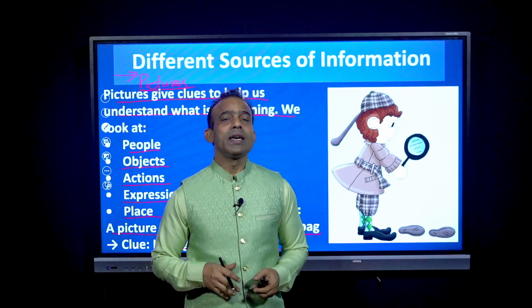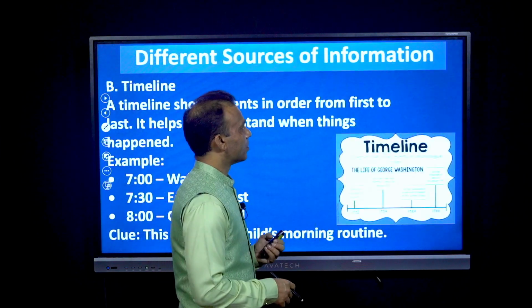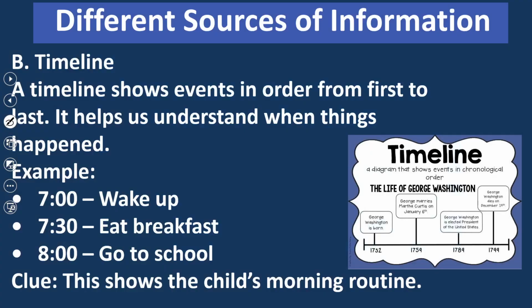Now move to the next source of information. Yes, the next source of information is the timeline. A timeline shows events in order from first to last. It helps us understand when things happen. For example, 7 a.m. wake up, 7:30 eat breakfast, 8 a.m. go to school. Clue: this shows the child's morning routine.